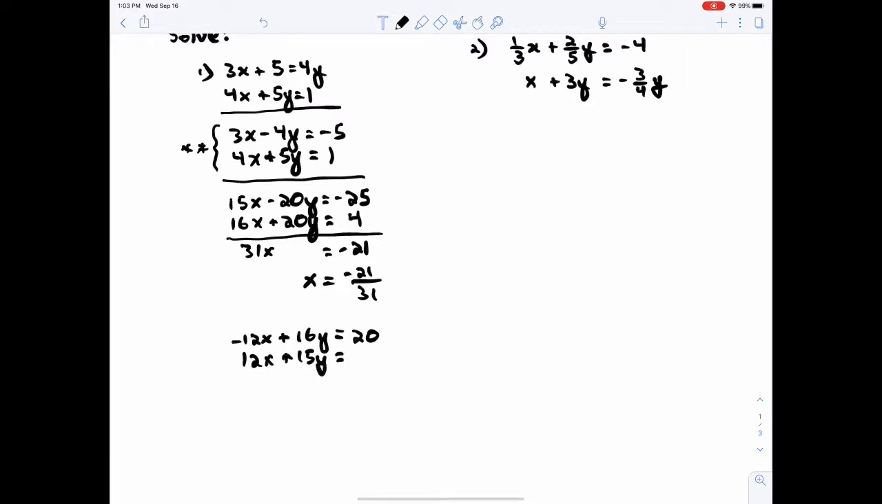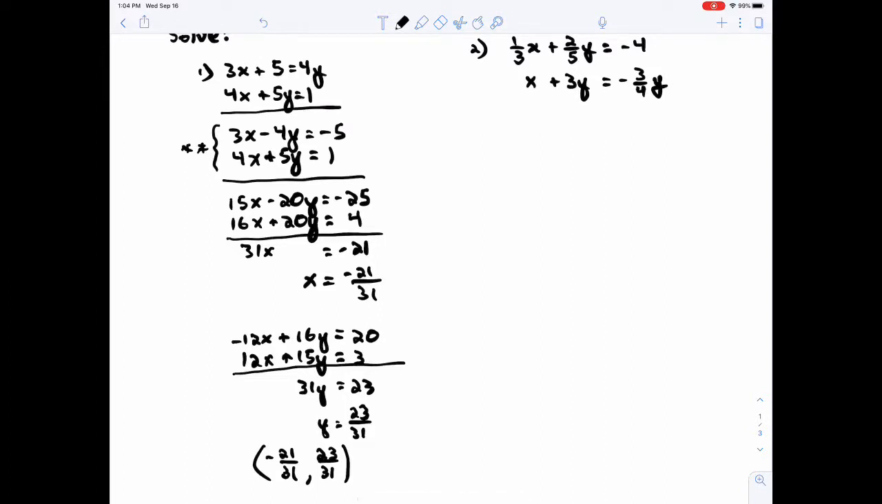And again, once I have that 1 over there, it's really easy to forget. I don't know why it is, but a lot of people do forget. And then I'll add them together, and we'll get 31y equals 23. So y equals 23/31. So what's the answer to this? Negative 21/31, comma 23/31. That point, the x value and the y value, if I substitute it into the original equations, will make both statements true.